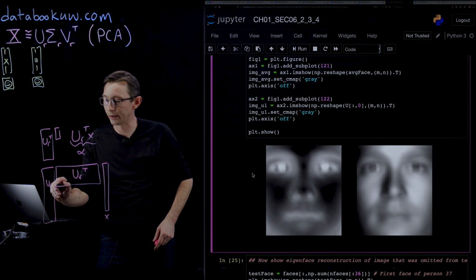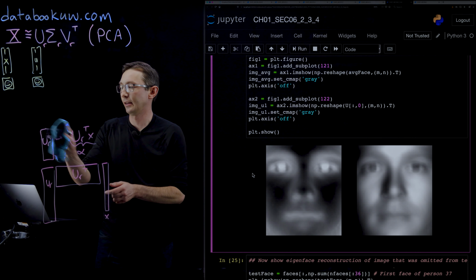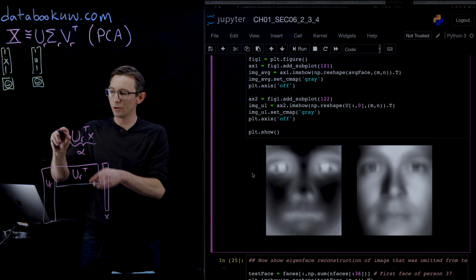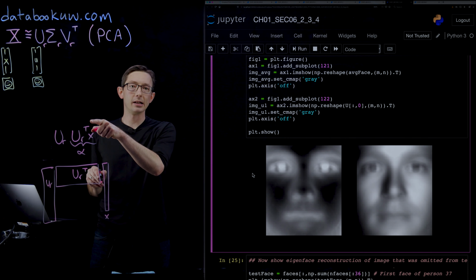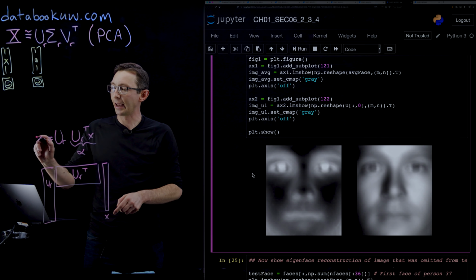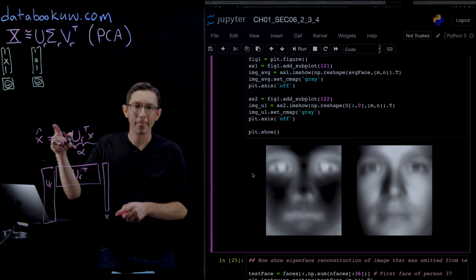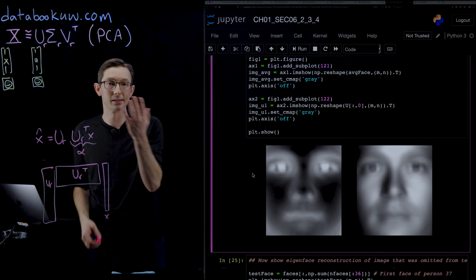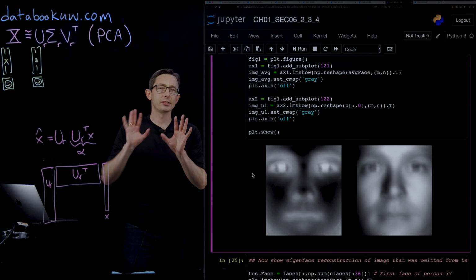So essentially what I want to do is if I take U_R times U_R transpose times X, I get an approximation of X in this subspace of faces, in this eigenface subspace. Okay, so that's a lot of math.